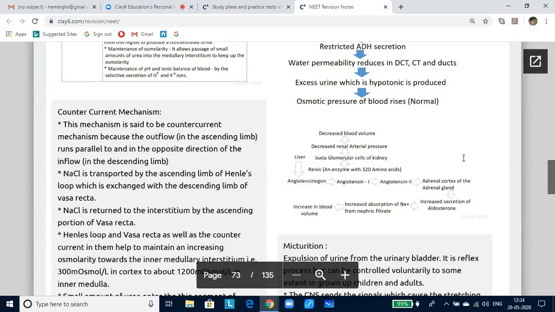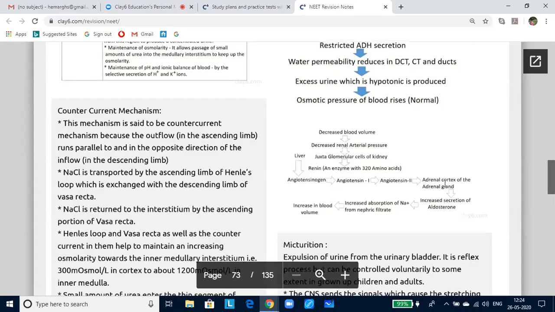Thus, the renin, angiotensin, aldosterone system, which we call the RAAS system, maintains homeostasis. Thus, kidneys regulate body fluid osmoregulation by controlling the amount of water with the help of hormone ADH, and sodium with the help of aldosterone, and proteins by renin and angiotensin.